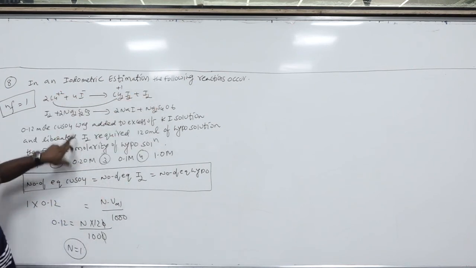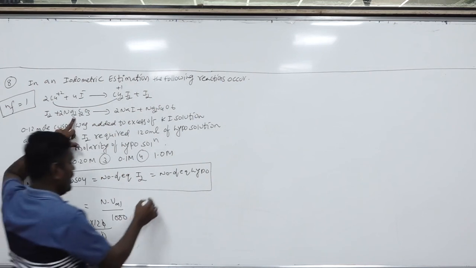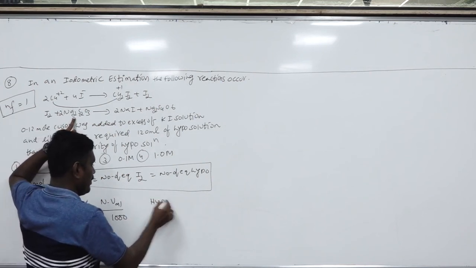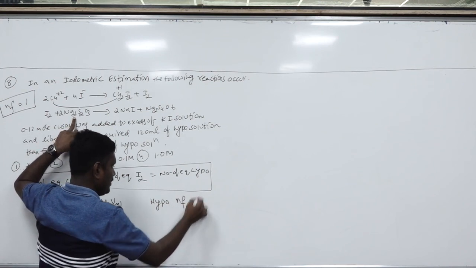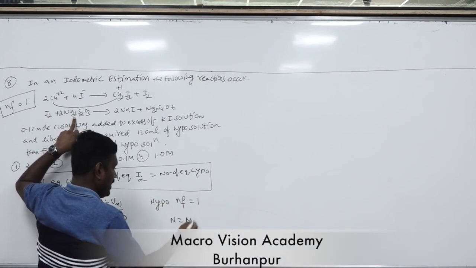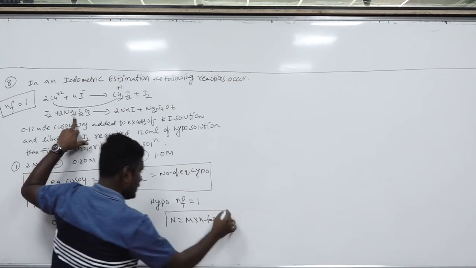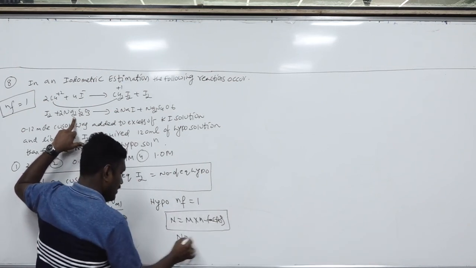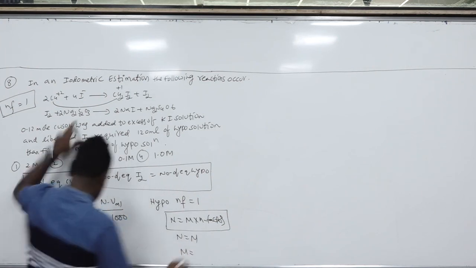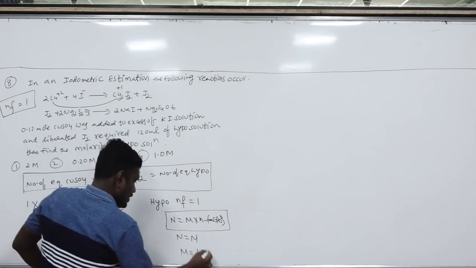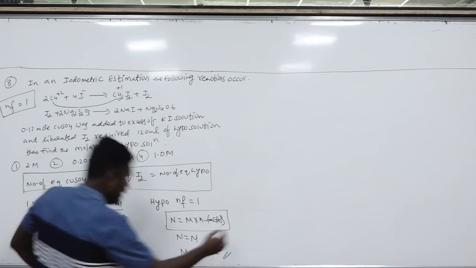For one sulfur atom the change is 0.5, and there are 2 sulfur atoms. So for hypo the n factor is equal to 1. So normality is equal to molarity into n factor. We know the relation in concentration terms. So normality is equal to molarity. So molarity is equal to 1, that is 1 mole per liter.